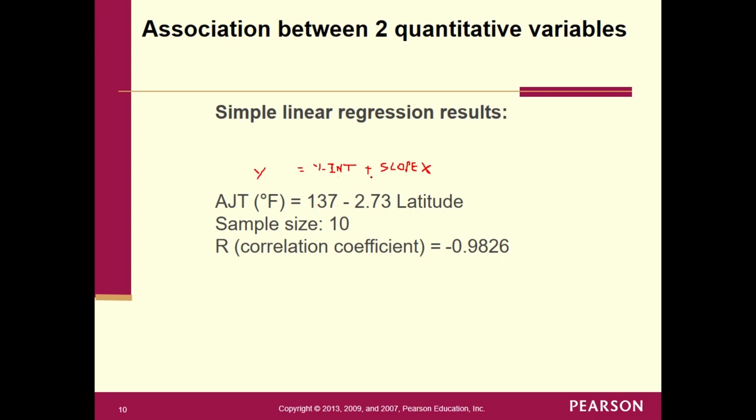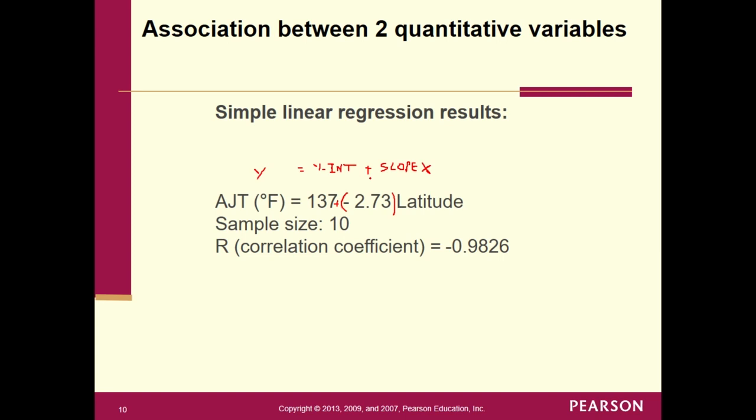Now notice there's a plus sign here and a negative sign here. If the slope is positive, you would just see a positive sign here, but the slope happens to be negative. So the way you have to think of this is that it still fits in this form. You can think of it as a plus a negative 2.73 times latitude. That's a little redundant in mathematics, so we just dropped the plus sign.